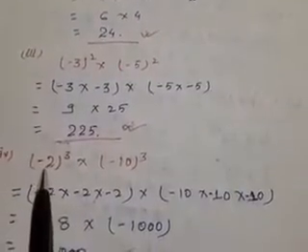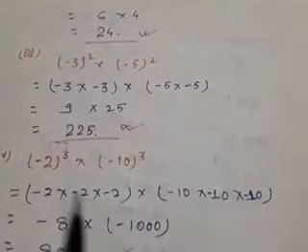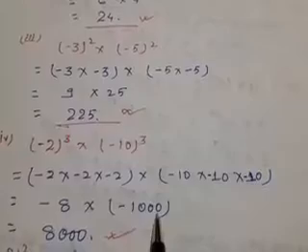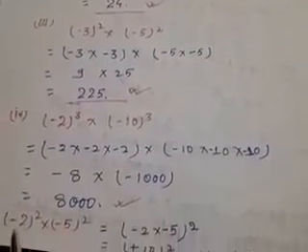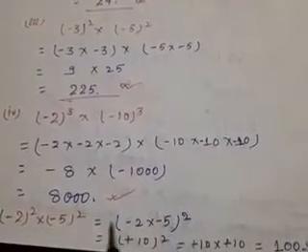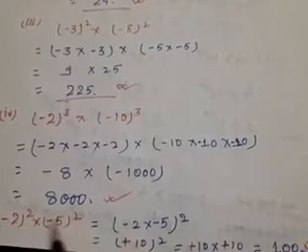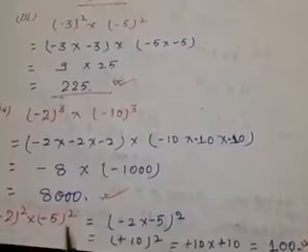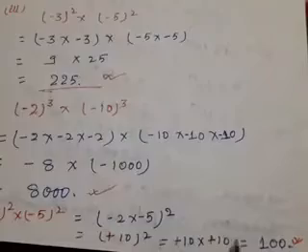Next is minus 2 cube multiply minus 10 cube. When we solve it, we find minus 8 multiply minus 1000 is equal to 8000. Next is minus 2 square multiply minus 5 square. Here both have the same powers, so we take the power as common and we write base minus 2 multiply minus 5. It becomes plus 10 square is equal to 100.